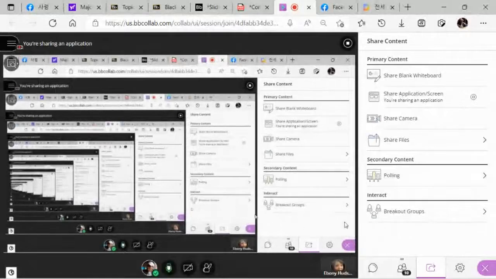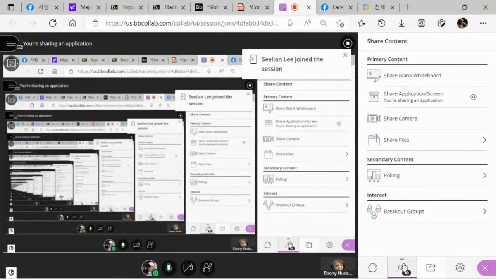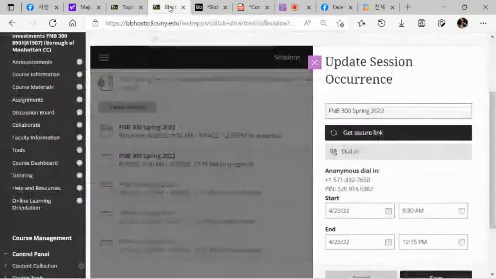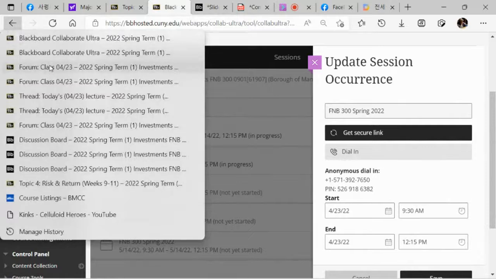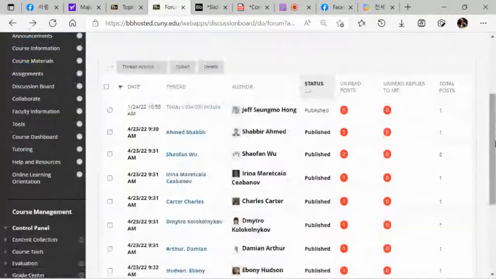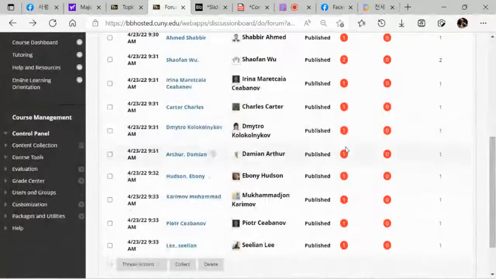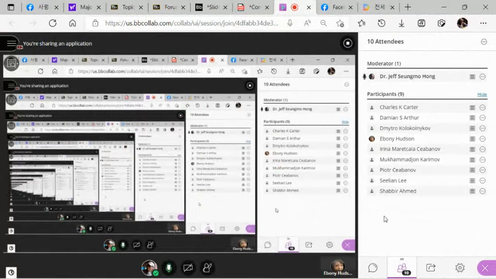So let me, okay. Well, I'm not very good at multitasking. So while I was speaking, I wasn't sure what I was doing. I needed to share the screen, and okay, so my screen is being shared. So I have 9 people currently here. Let me look into today's forum and check how many people are there. So there are, okay, 10 people. So that's just about the same number of people here in the Collaborate session. We're just still waiting for the others to join us.